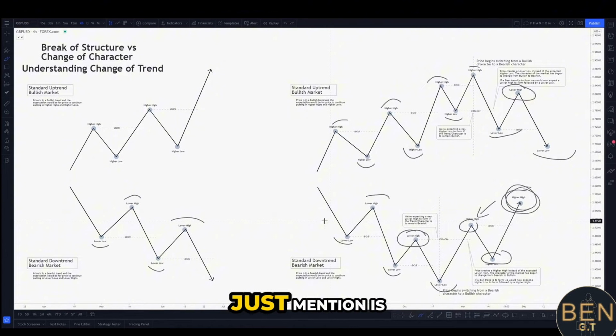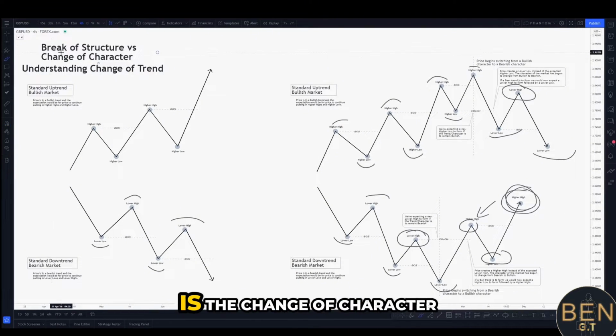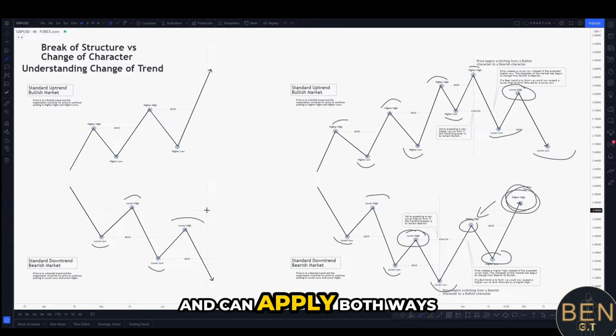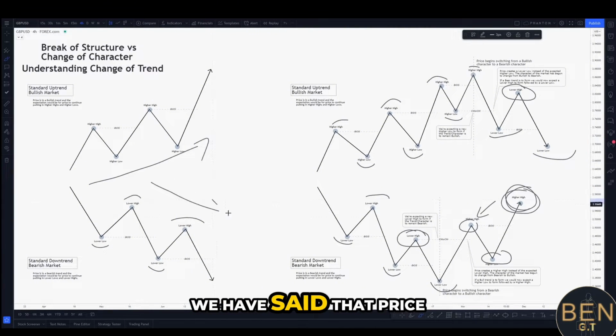And one thing to finally mention is break of structure versus change of character. At the end of the day, they are one and the same. The only difference, the underlying difference that makes a change of character different from a break of structure, is that the change of character changes the trend. The break of structure is just simply a break of structure and can apply both ways. But generally speaking, if we're looking at break of structure, we have said that price is respecting the trend and it's doing what we expect.